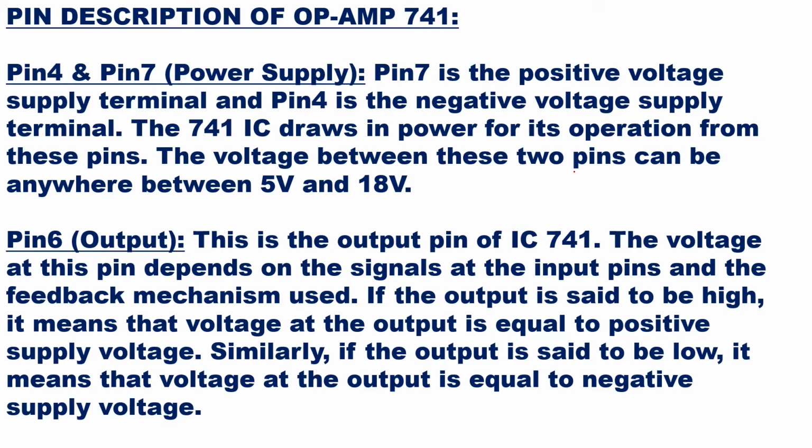Then we'll go to pin number 6. Pin number 6 is the main output pin. This is the output pin of IC741. The voltage at this pin depends on the signals at the input pins and the feedback mechanism used. If the output is set to be high, it means that the voltage at the output is equal to the positive supply voltage. Similarly, if the output is set to be low, it means that the voltage at the output is equal to the negative supply voltage. So this is your pin number 6, which gives you the main output.